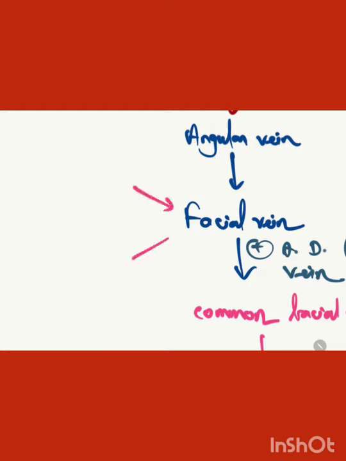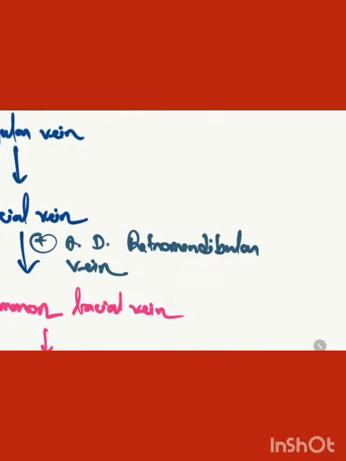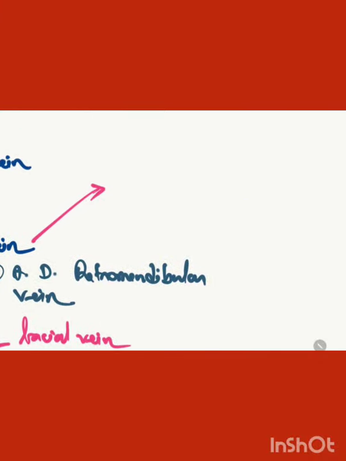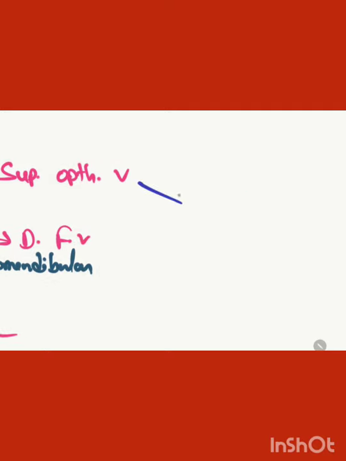That facial vein is drained by the superior labial vein and inferior labial vein, and the facial vein is drained by the superficial ophthalmic vein and deep facial vein into the cavernous sinus.